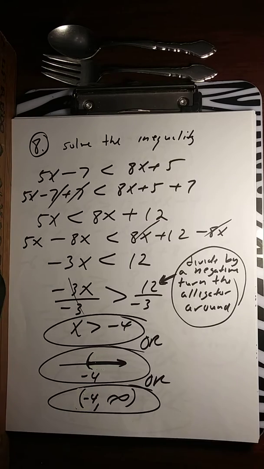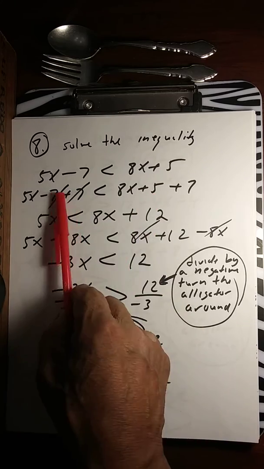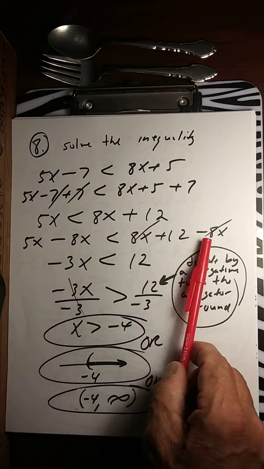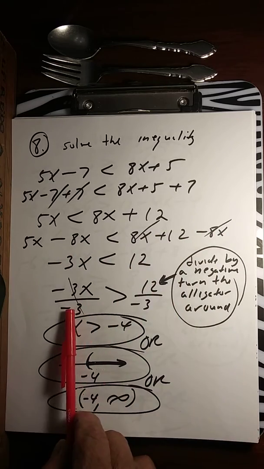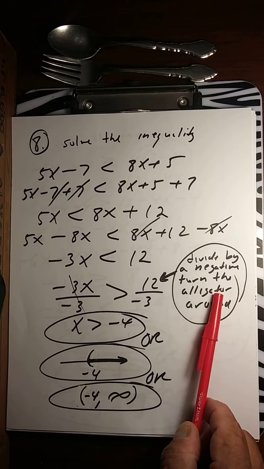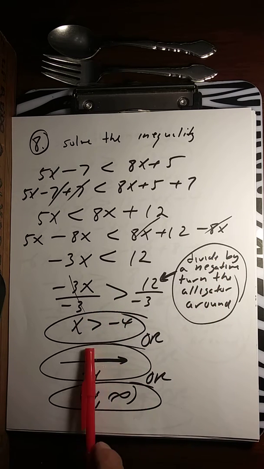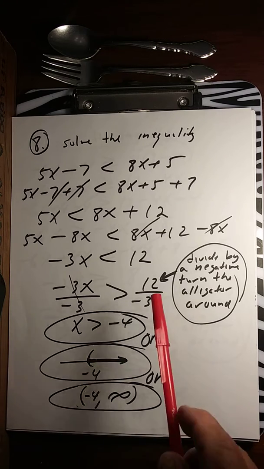Solve the inequality. Add 7, these are gone, so we have 12. And then minus 8x, these are gone. But then we have negative 3x is less than 12. Divide by negative 3, divide by negative 3. Yeah, divide by a negative, turn the alligator around. So it goes the other direction. So x is greater than negative 4, or greater than negative 4. Yes, you do turn the alligator.